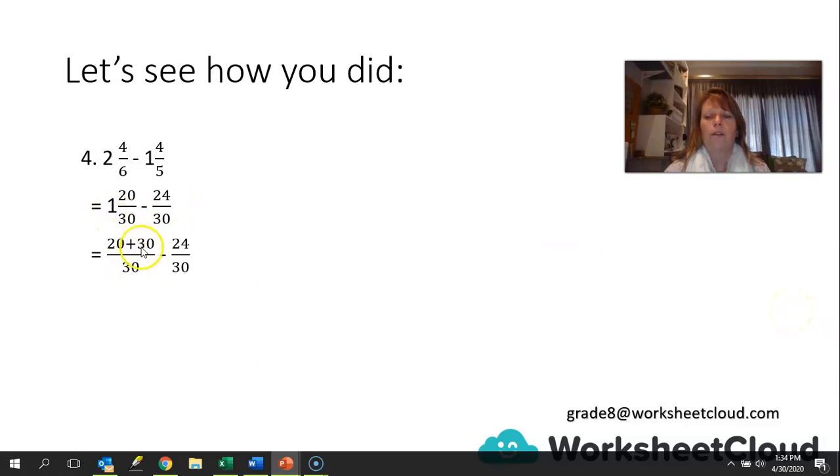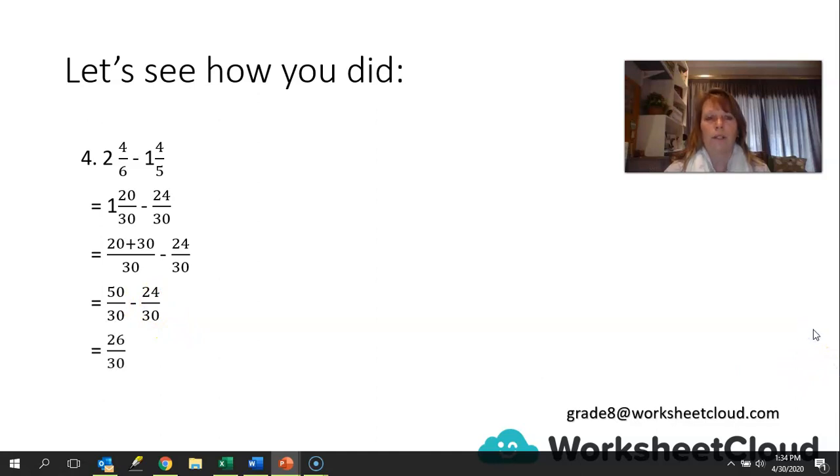There's the 30 over 30. I've put it on this side this time. It doesn't really matter which side you put it. So the 30 over 30 is going to add to the 20, and you're going to take away 24. So that's going to give me 50 over 30. I can now take the 24 away.